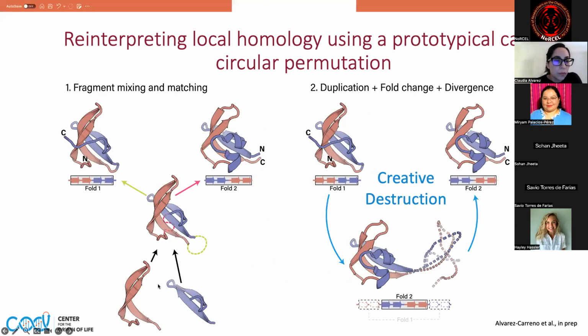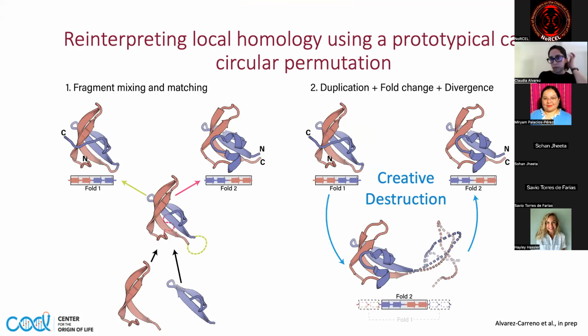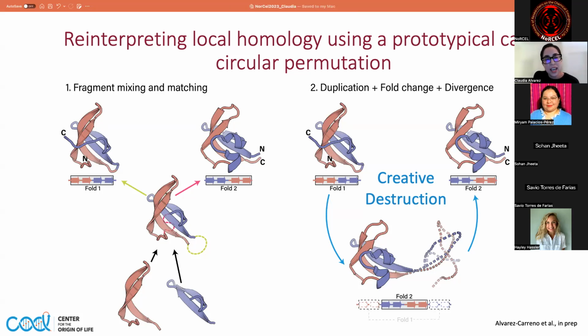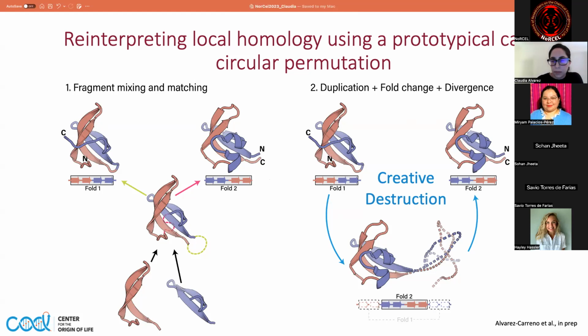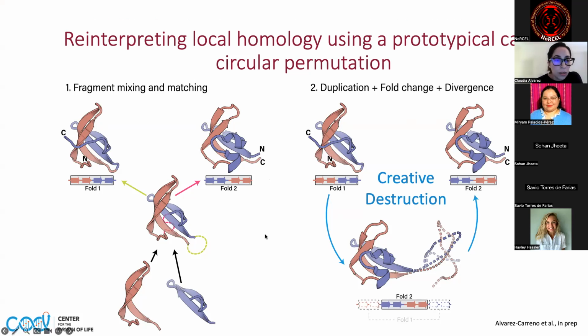So here are the two different views of the circular permutation phenomenon. On the left, we would have the mixing and matching hypothesis, and on the right, we will see the creative destruction hypothesis. And we would like to study this second case, the case in which through small steps in evolution, we will get the formation of new structures. So beyond circular permutation, which is a very well-known phenomenon, we wanted to study this in a larger set.